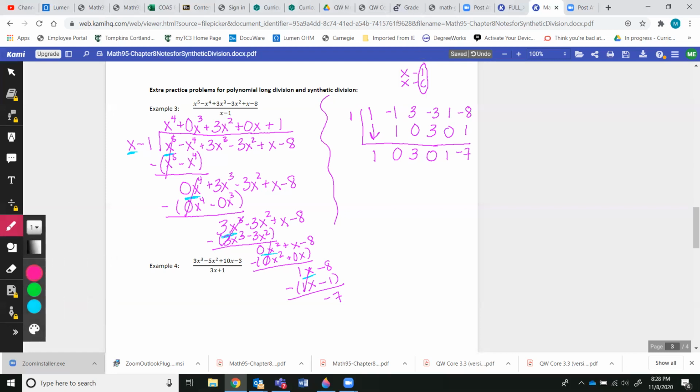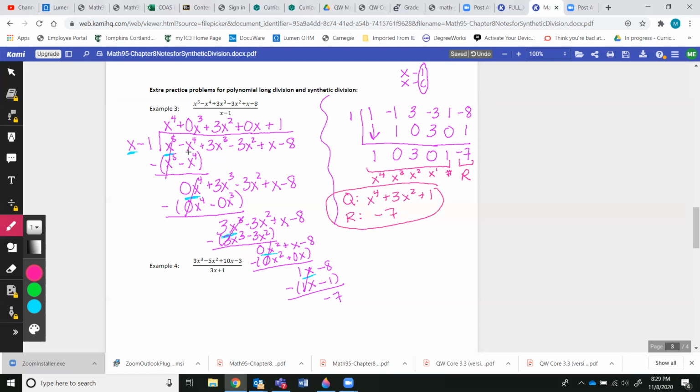All right, so my remainder is this last number right here. These are my quotient. And remember, from right to left, my exponents go up. So my constant, which really has an exponent of 0, x to the first, x to the second, x to the third, x to the fourth. So when our quotient has zeros in it, we don't really have to write them in our answer. So we could write our quotient as x to the fourth plus 3x squared plus 1 with a remainder of -7.